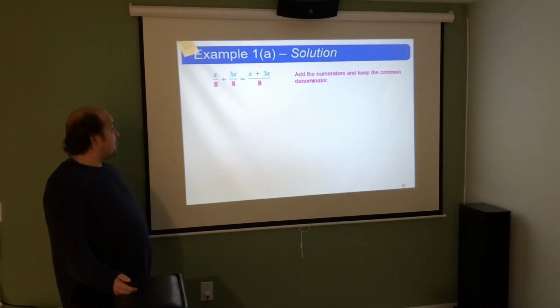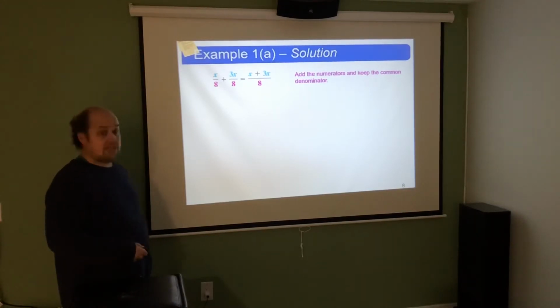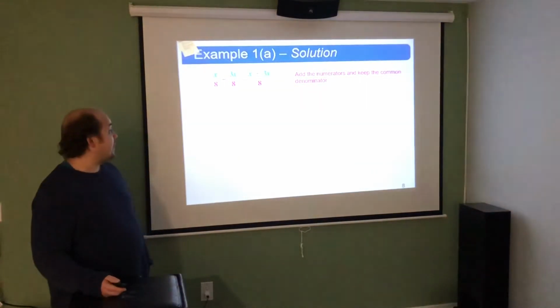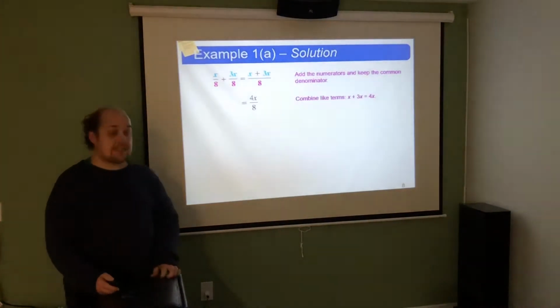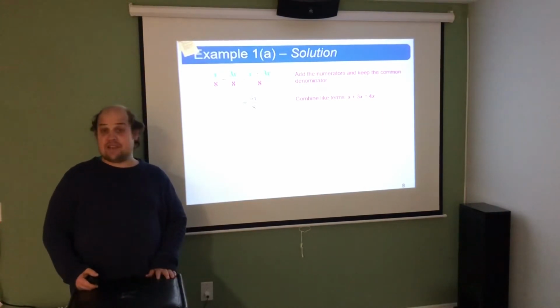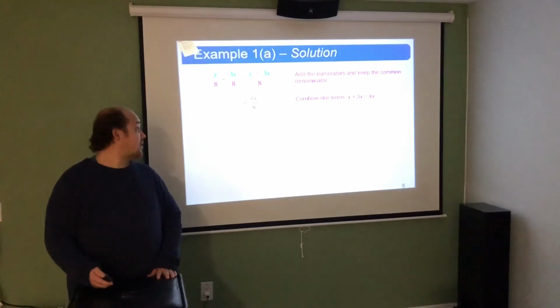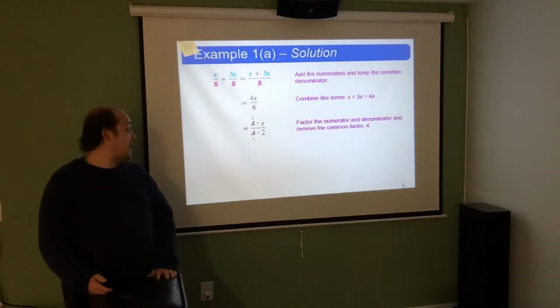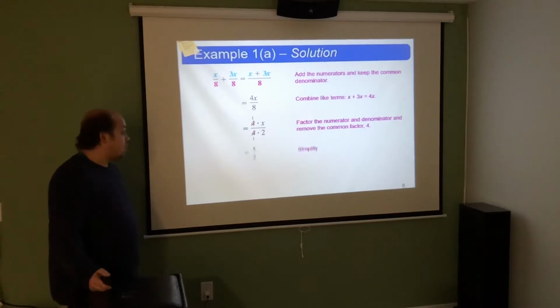So here when we do x over 8 plus 3x over 8, we keep it over the same common denominator and add the tops. Since these are like terms, we can combine x and 3x to get 4x over 8. We now need to say, is there anything that goes evenly into 4x and 8? There is. 4 goes into both. That's why this becomes x over 2 when we reduce.